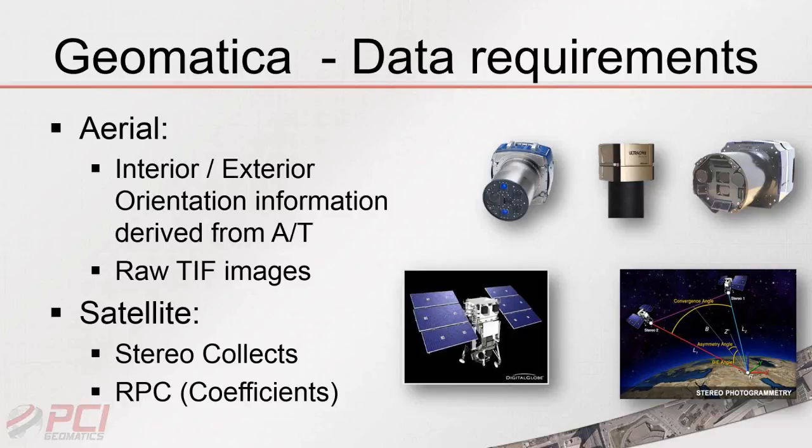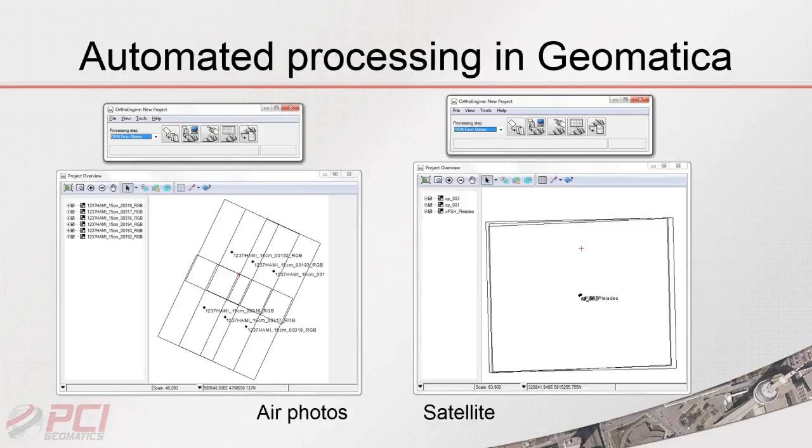Satellite imagery works very similarly. In the case of satellite imagery, we have these RPCs, or what are known as rational polynomial coefficients, that represent the position of the sensor relative to the ground, so that we can reconcile a camera model and leverage the parallax information contained in the stereo satellite imagery. This is just a quick look here at how the interface looks within the PCI software. This is Geomatica, and within Geomatica there's a module called OrthoEngine. On the left we see an air photo project where we see a lot of forward overlap and side lap, and on the right we see a satellite project.